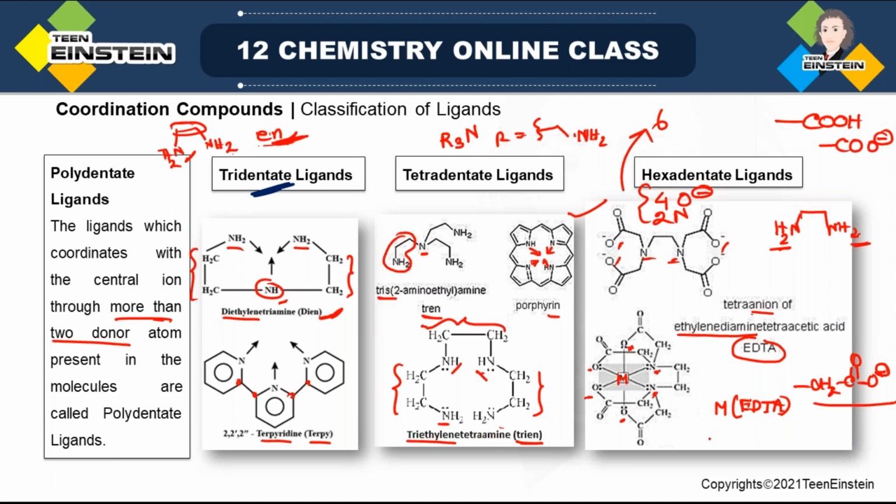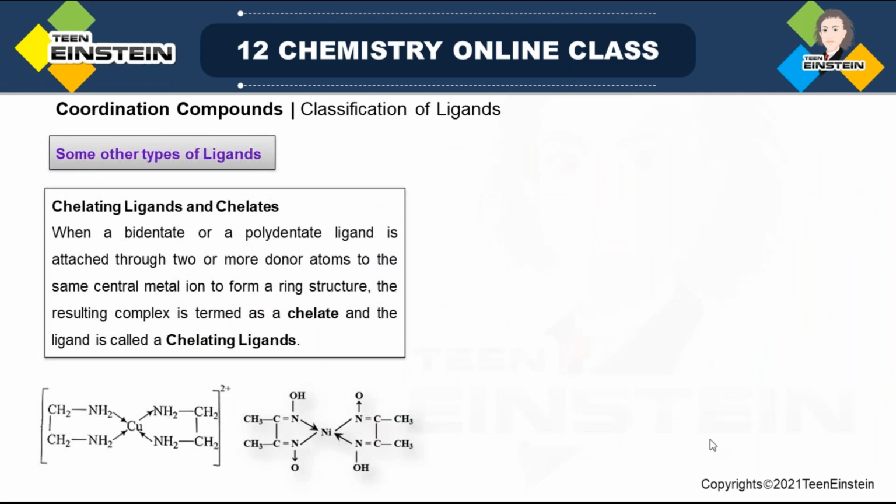So under polydentate ligands, we have seen tridentate, tetradentate, and hexadentate examples. Okay. Now we will see some other types of ligands. The first that we are going to discuss is chelating ligand and chelates.